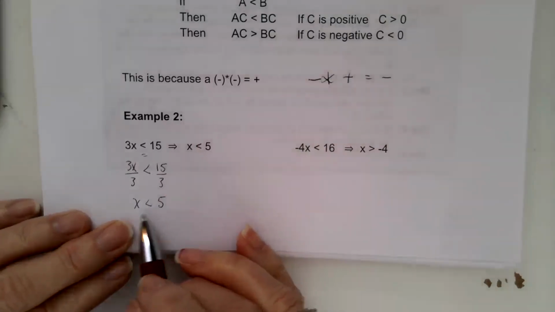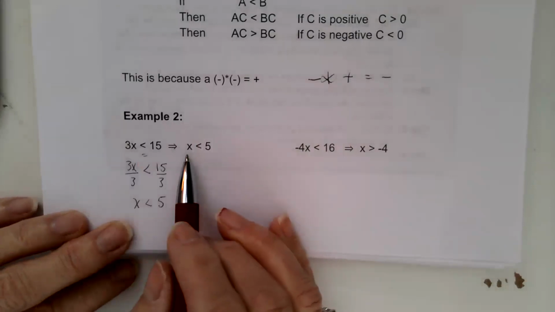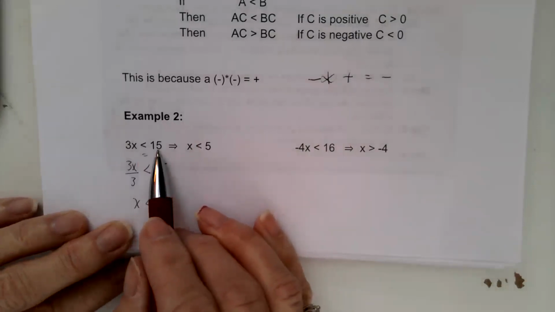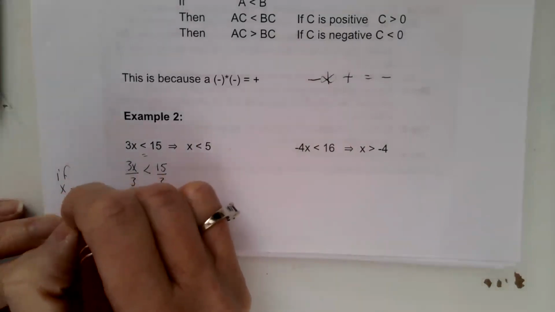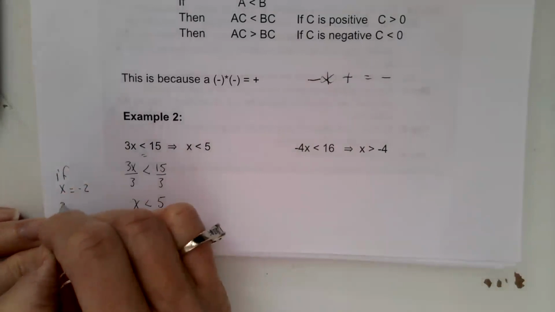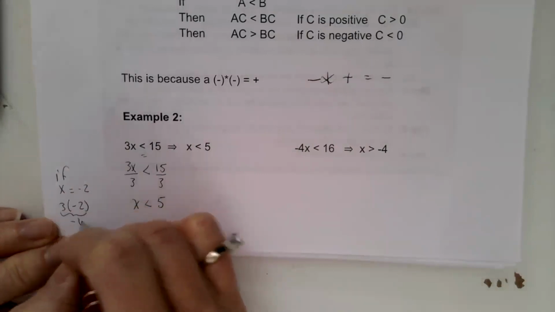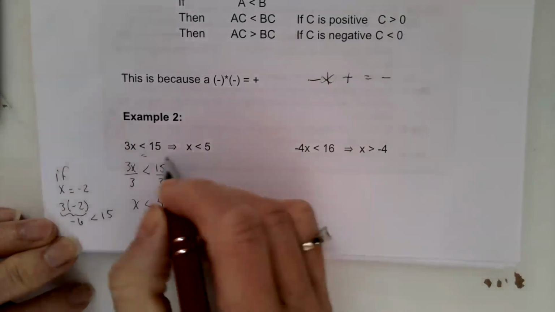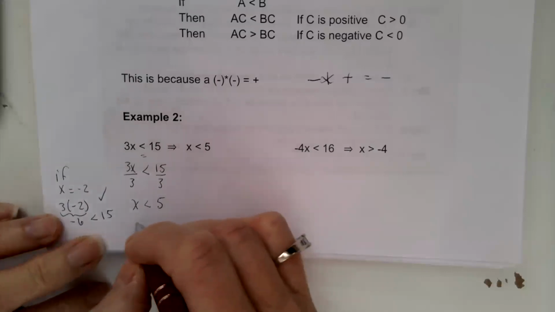As long as I put anything that is less than 5 in for x, I will still have a result that's less than 15. So even if x is equal to negative 2, right, then we have 3 times negative 2 equals negative 6, and that's still less than the original 15. So x just has to be less than 5.